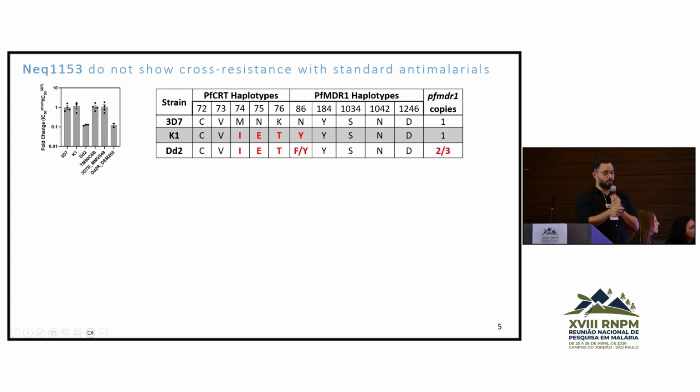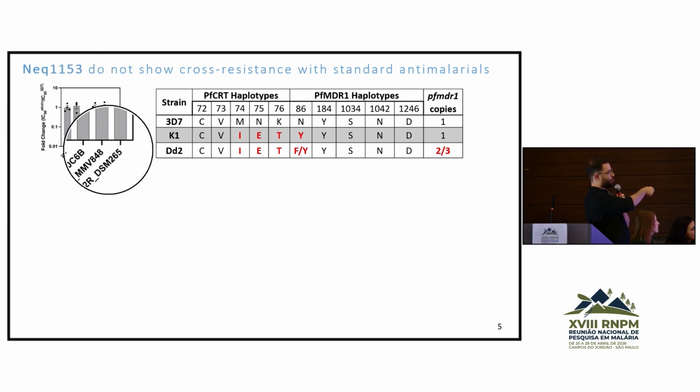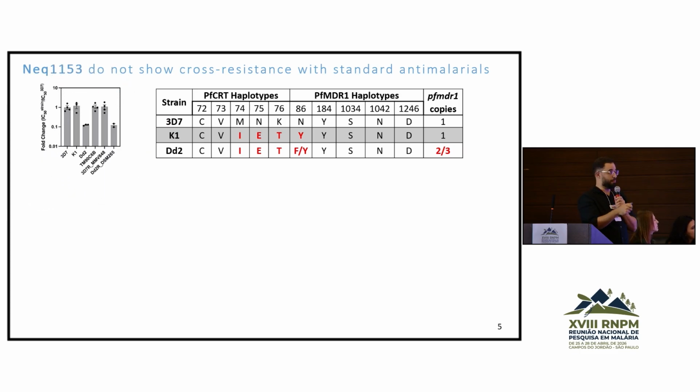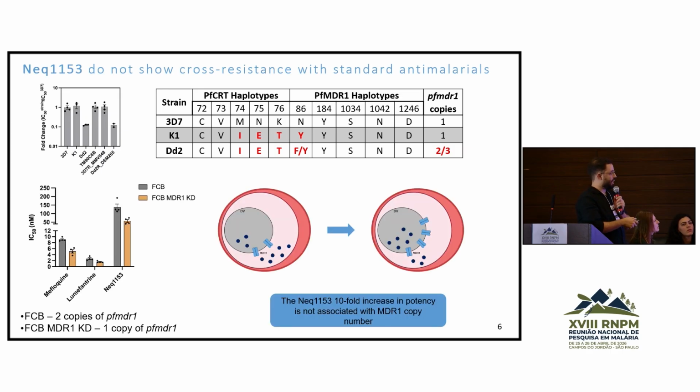Our hypothesis was that maybe this 10-fold increase in potency could be correlated with this increase in PfMDR1 copy numbers. To test that, we used two parasites, this gray one harboring two copies of MDR1, and this yellow one harboring one copy of MDR1. When we go from one copy to two copies, we saw an increase in the IC50, the opposite of what we were expecting if the MDR1 copy number increase were correlated to the potency of the compound, to this 10-fold increase.